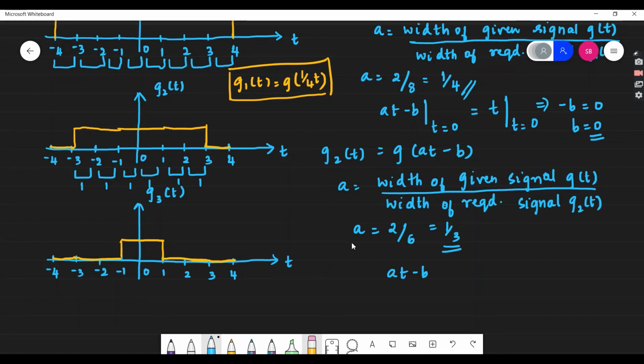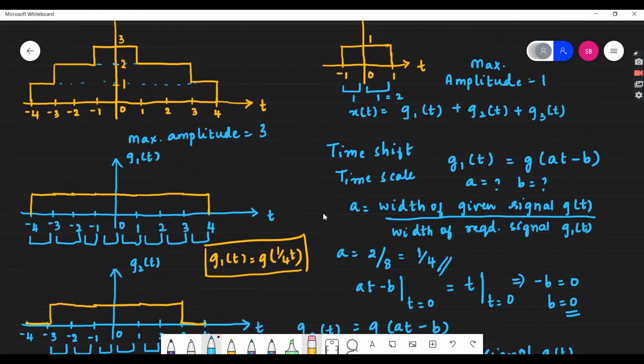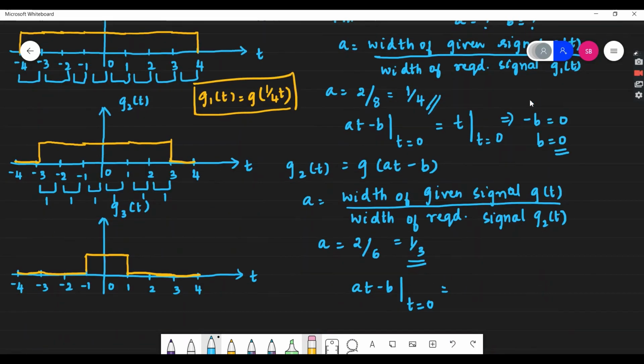a t minus b at t equals the center point of this g2 of t signal. The center point of this g2 of t signal is 0 itself. On the left side it has three values, minus 3, minus 2, minus 1, and on the right side it has 1, 2 and 3. So the center point is 0. At t equals 0, the given signal will be the same, fixed. So the center point of this signal is at 0, that is t equals 0.